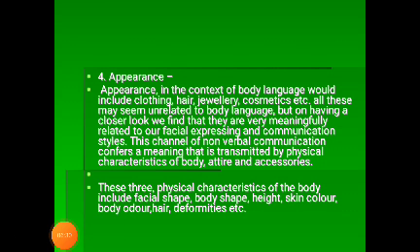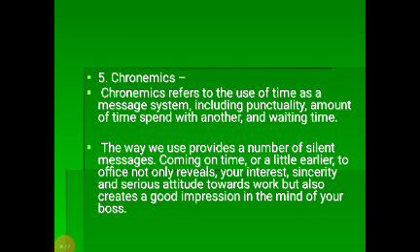Then we are coming to chronemics. In kinesics we have included facial expression, gestures, and postures. Gesture, I have told you, means movement of a particular body part, and posture is the movement or involvement of the whole body. Then we are coming to chronemics. Chronemics refers to the use of time as a message system, including punctuality, amount of time spent with another, and waiting time. Let me give you one example.